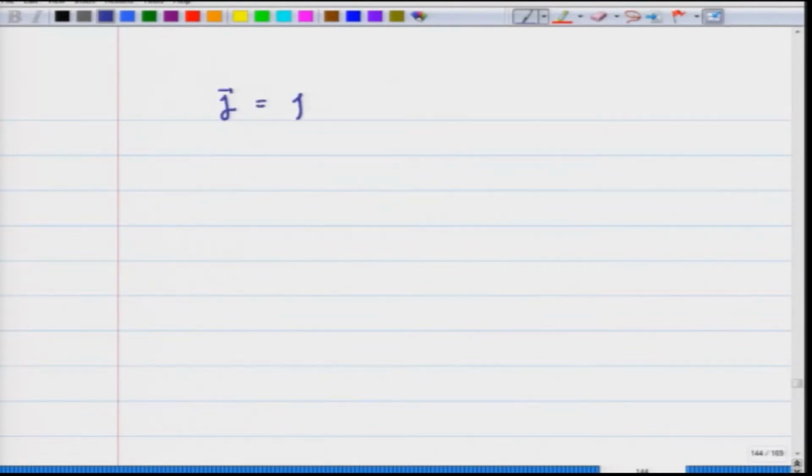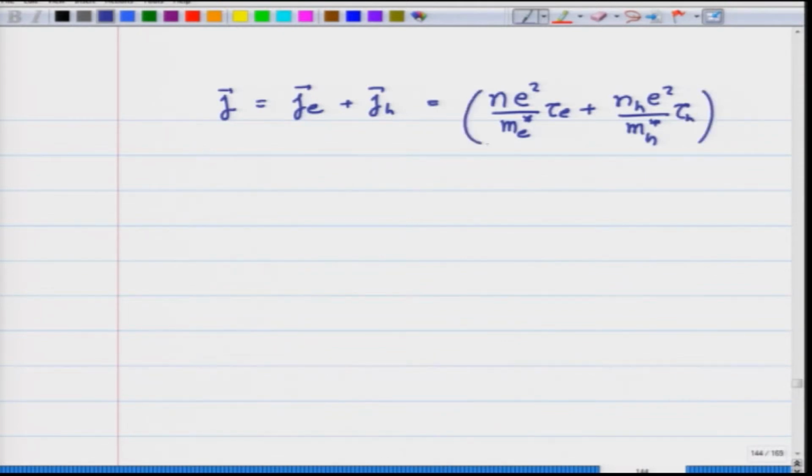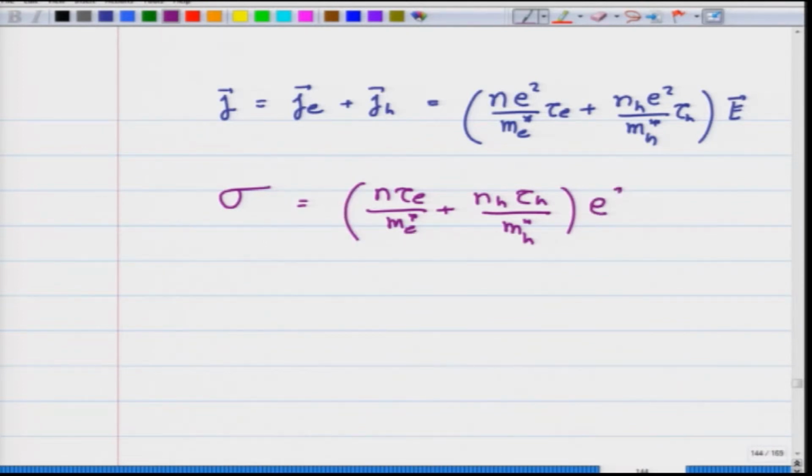So, both electrons and holes give the net current in the same direction as the electric field, and therefore, the total current J is going to be added up, which is going to be equal to n e square over m e star tau e plus n hole e square over m hole star tau hole times E. So, the conductivity for a semiconductor because of these two charge carriers is going to be n tau e over m e star plus n hole tau hole over m hole star, times e square. The conductivity for a semiconductor.